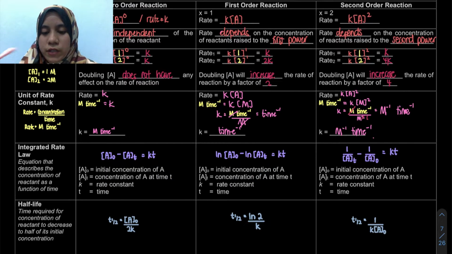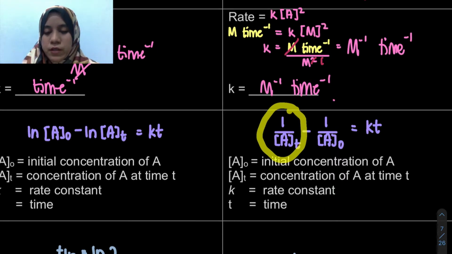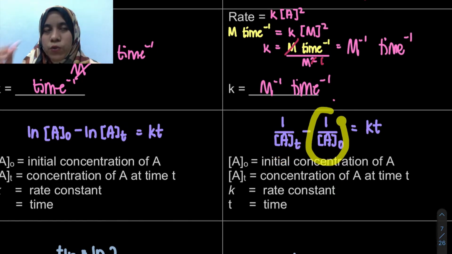But for the second order, the same, it is equal to kt, but then 1 over the current concentration minus 1 over the initial concentration.